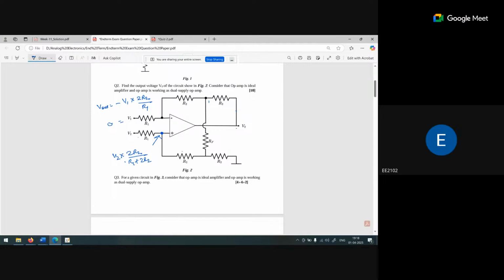So there is no role of RF in the positive part. RF. Oh, that was the confusing part. Wait a minute. It is a T network. Let us apply the... I think that is a better way that we can apply.